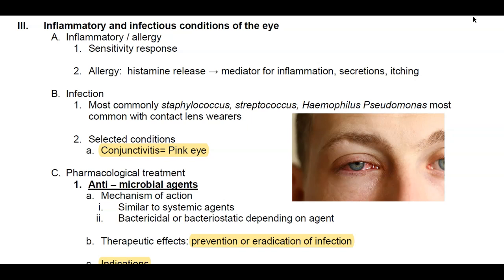Inflammation of the eye can be a sensitivity response. Again, it can be from allergy due to the histamine release, which is a mediator of inflammation. So it causes itching and more secretions, as well as swelling in the eyes.